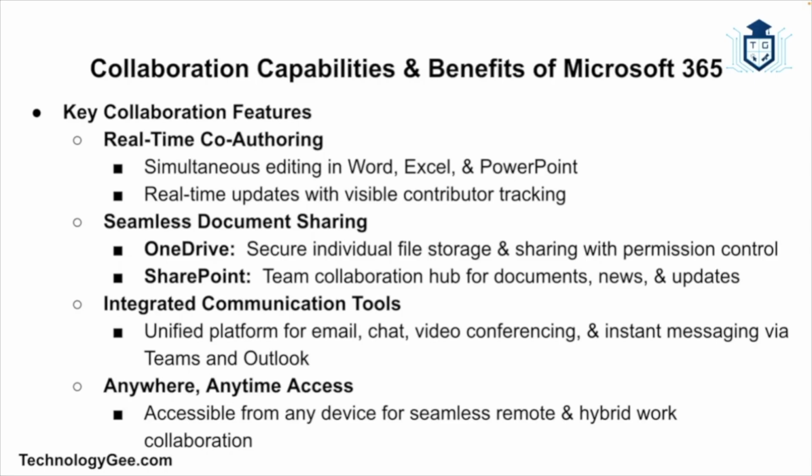So OneDrive, this allows individuals to store and share files securely while maintaining control over permissions. And SharePoint, on the other hand, this enables team-wide collaboration, serving as a central repository for documents, news, and team updates. Next, we have integrated communication tools. So Microsoft 365 combines email like Outlook, instant messaging, video conferencing, and team chat in a unified experience through Teams and Outlook. And then there's anywhere, anytime access. So Microsoft 365 tools, they are accessible from any device, ensuring that remote teams and hybrid workers can collaborate seamlessly, whether in the office or on the go.